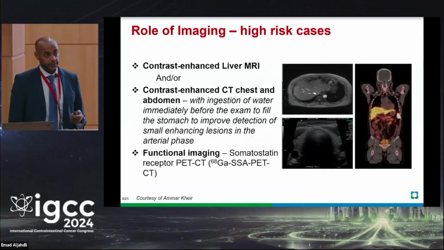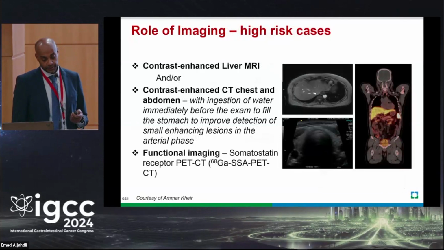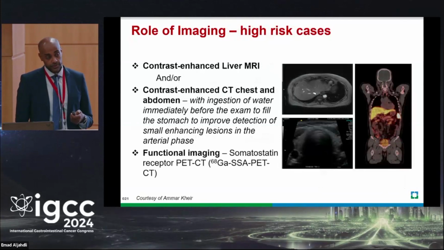Functional imaging is important in high-risk cases, so we perform contrast-enhanced liver MRI, also cross-sectional imaging, CT chest and abdomen, and it is important to make sure that your radiologist is actually performing water ingestion immediately before the scan to improve the sensitivity of the test and enhance small lesions in the arterial phase. We also do functional imaging like a somatostatin receptor or a gallium scan.